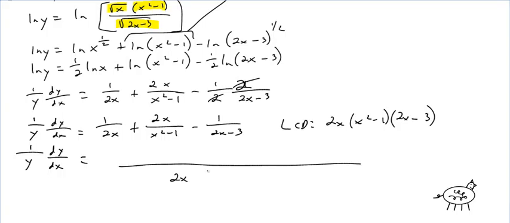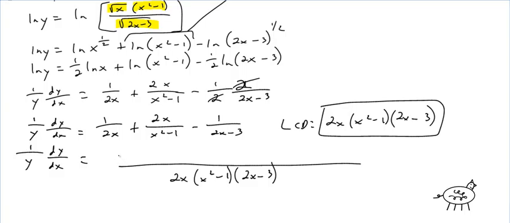This is my denominator. So if I multiply the 1 over 2x by that over that, I wind up just getting x squared minus 1, 2x minus 3. Okay, the next one has x squared minus 1, so I'm going to have plus 2x times the new 2x times 2x minus 3.